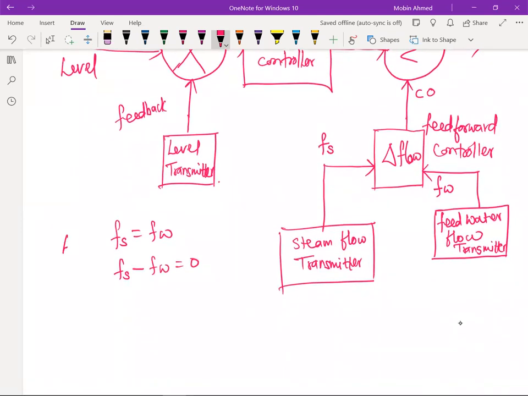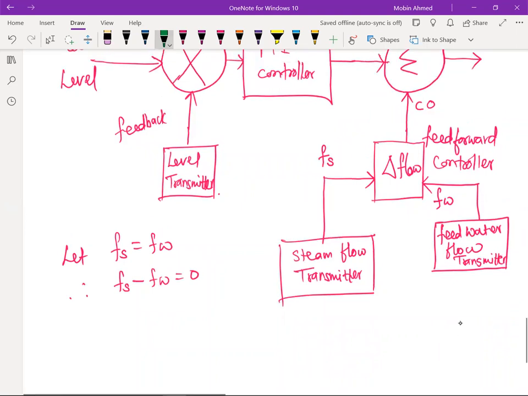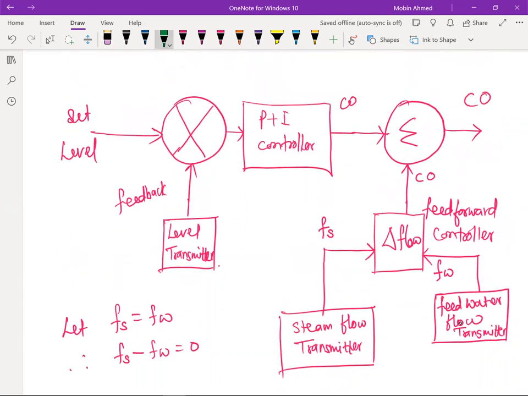Here we are assuming that Fs is equal to Fw. So Fs minus Fw is always going to be 0. If there is a 0, there is not going to be any output from here. So there will be no output, so only the system is going to work on the feedback controller. Only the feedback controller is going to be active.